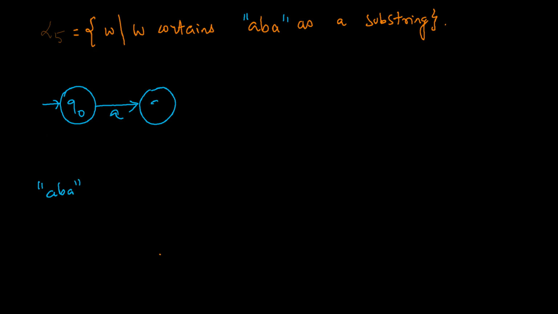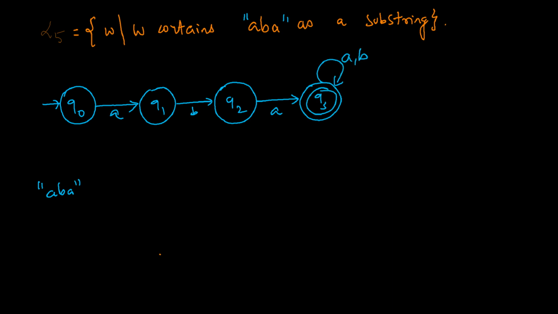So when you see A, you go to Q1. Similarly, you look to get B, so you go to Q2. And then if you see another A, now the string is qualified to be accepted. Whatever comes afterwards, it is qualified to be accepted.